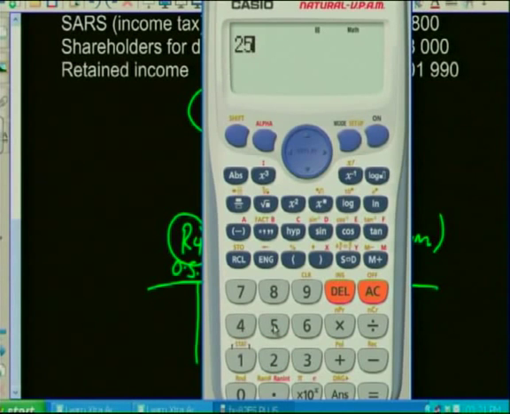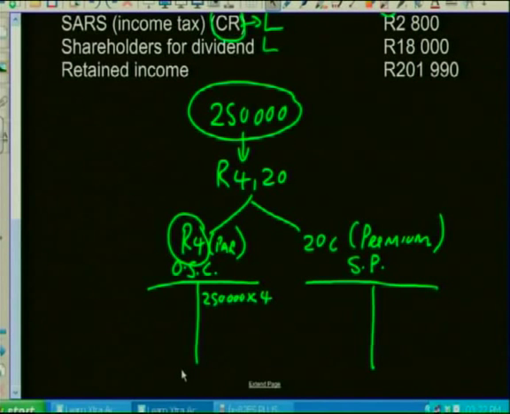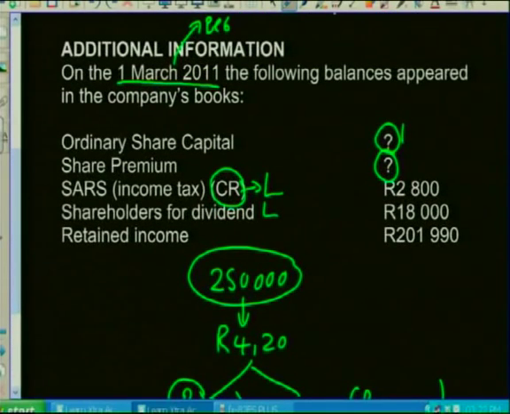Let's just take out our calculators quickly. So we've got 250,000. Oh, too many zeros there. Let's just delete one. Times 4 Rand. So we've got a share capital of 1 million Rand. This amount is obviously, just go back there, an amount of 1 million. So immediately, that question mark, my opening balance, an amount of 1 million.